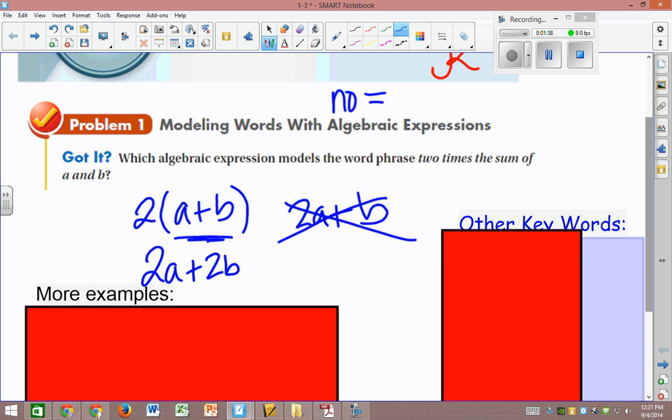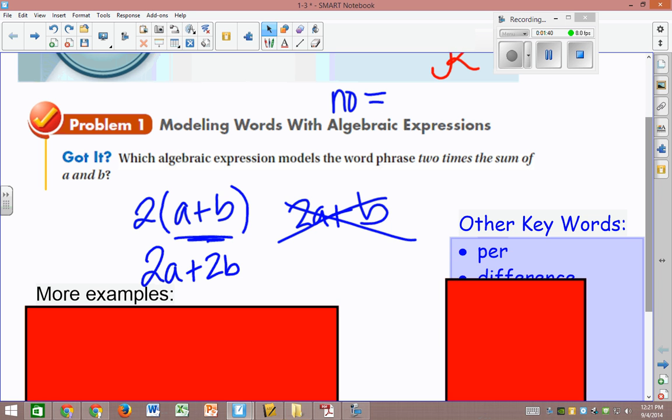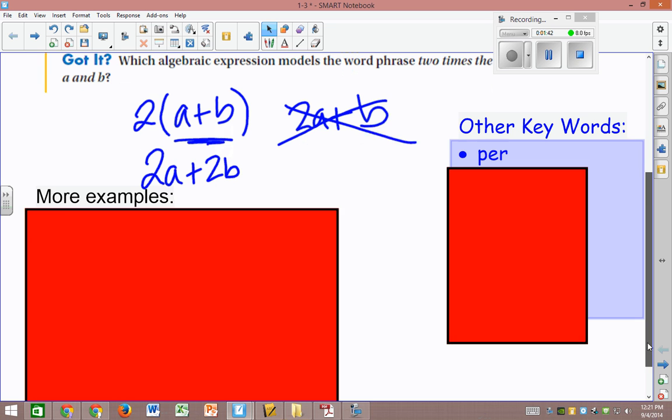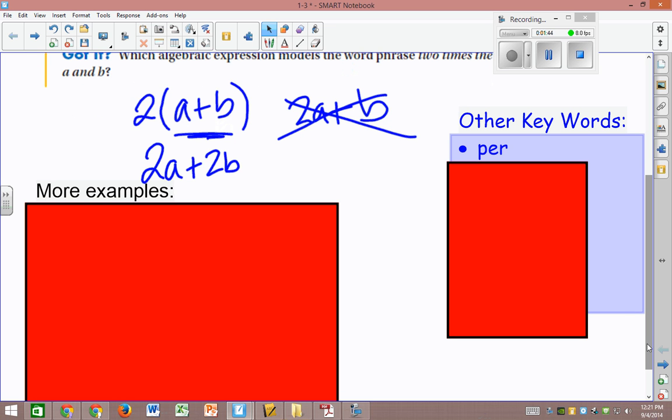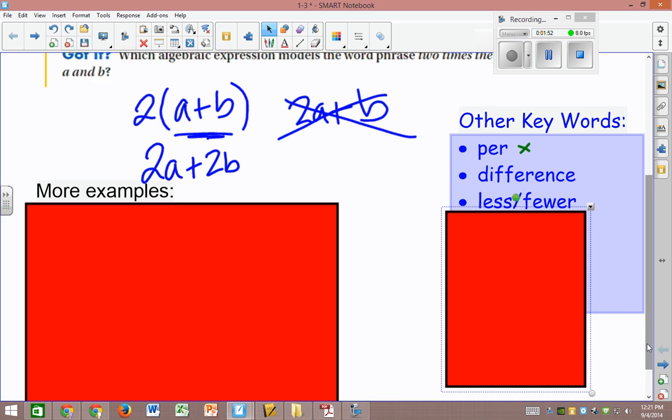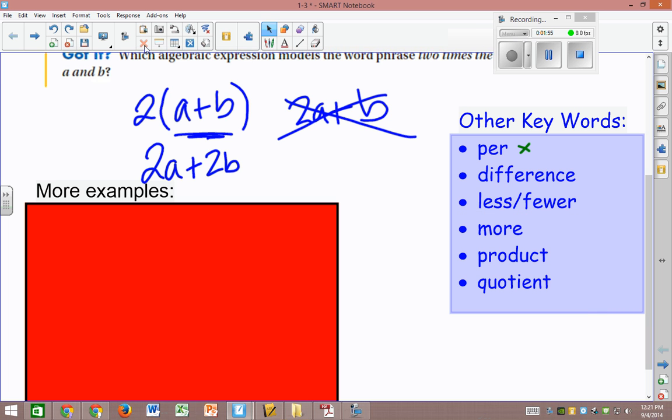Okay, what are some other words we have to watch for? So what if we said per? Something per hour. So that probably means to multiply. So maybe write some little hints here. That's multiplication. Other things you're going to see. Difference means subtract. Less or fewer also means subtract. More means add. Product means multiply. Quotient is divide.